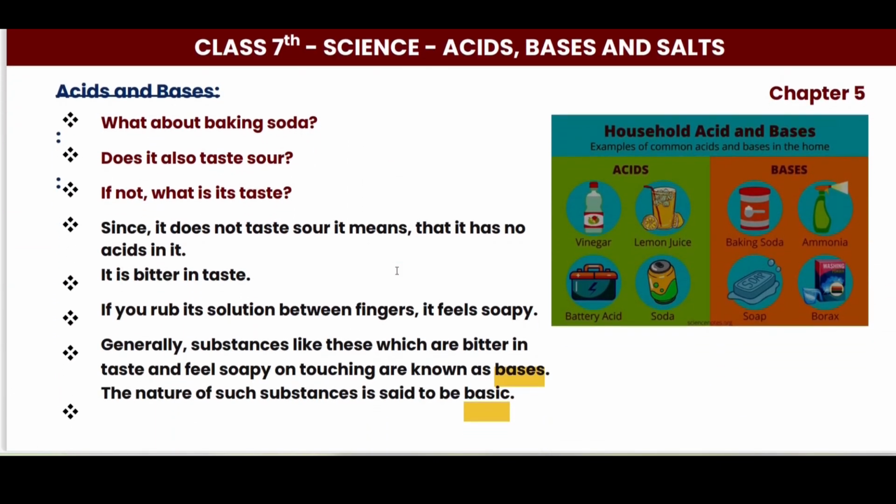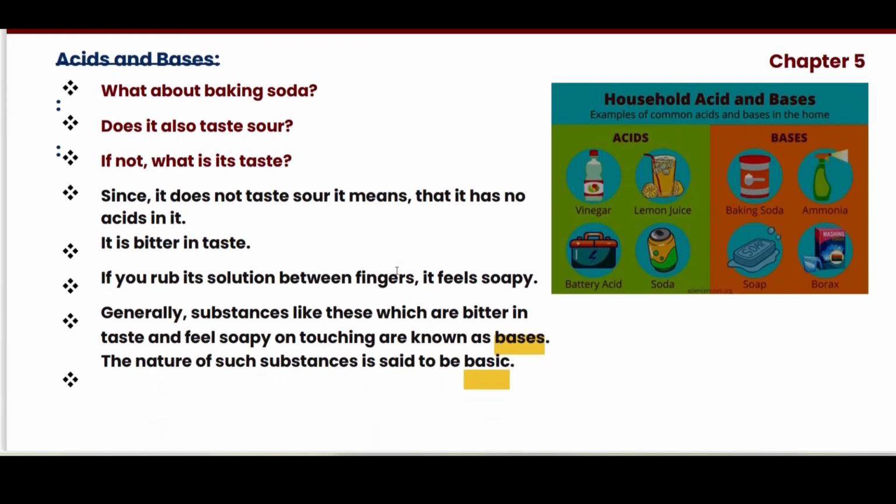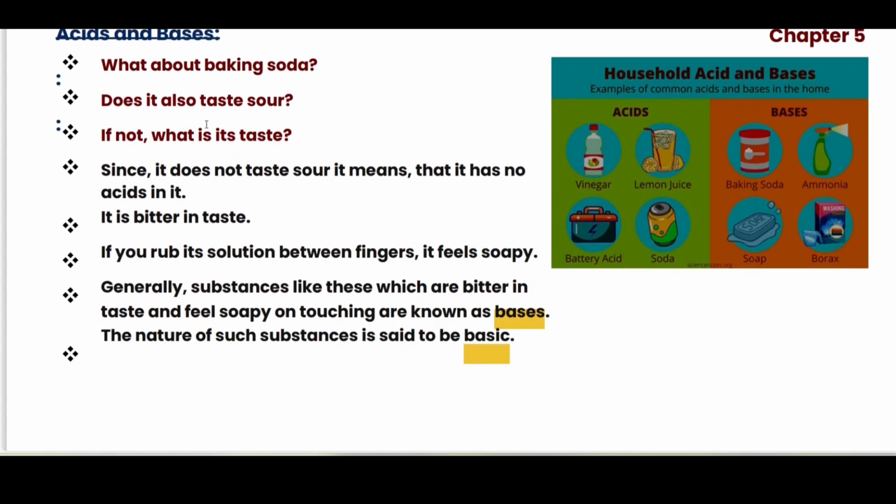Now, what about baking soda? How do you think about it? What is baking soda? Does it also taste sour? क्या वो खट्टा होता है? If not, what is its taste? तो आप देखते हैं कि वो अगर sour नहीं होता तो उसका टेस्ट कैसा होता है?